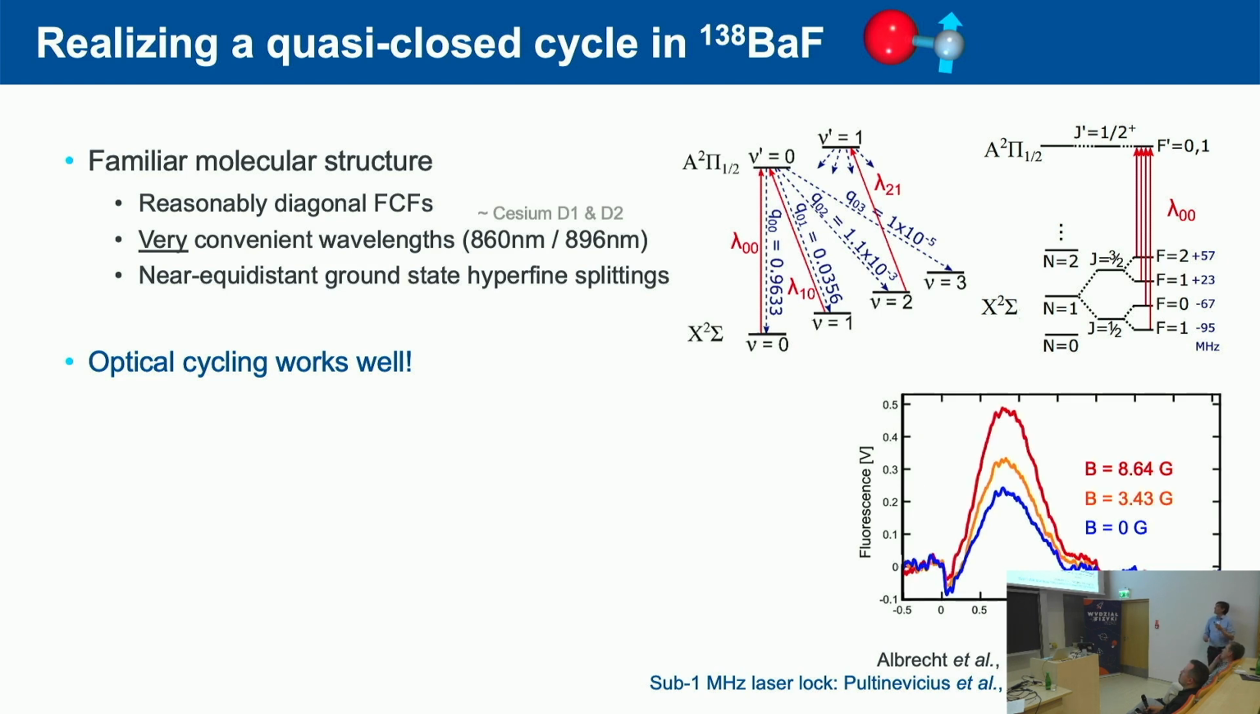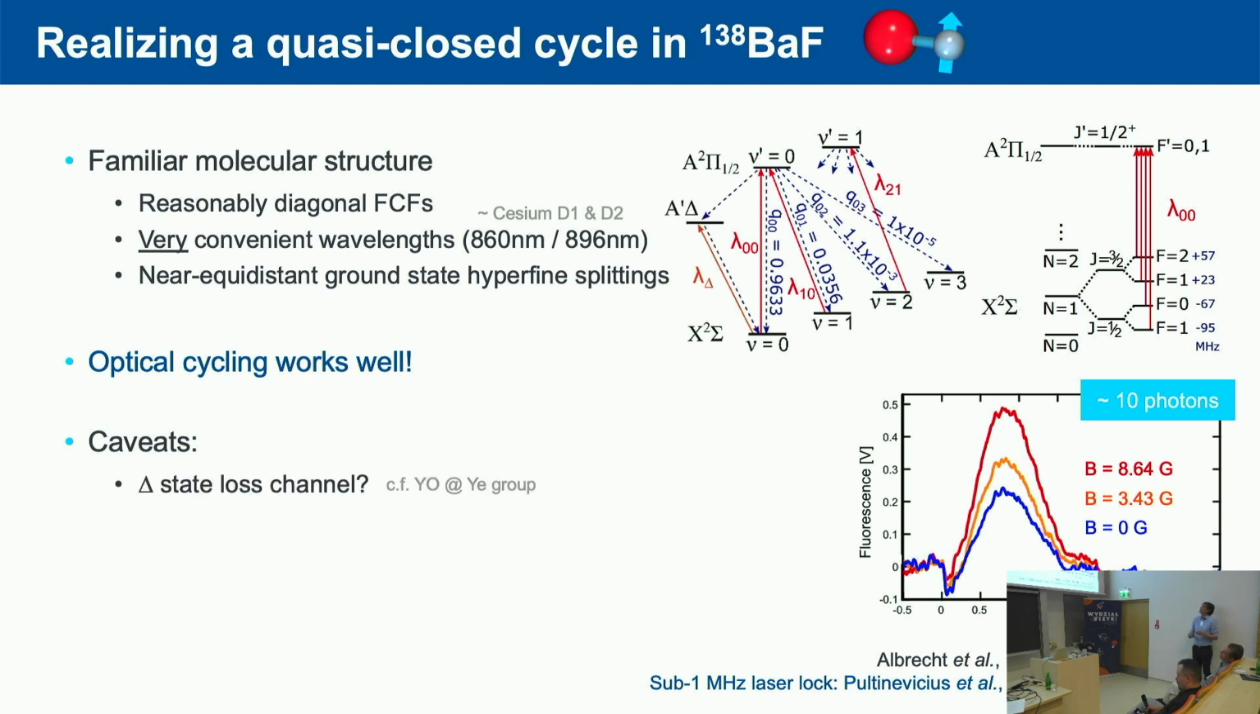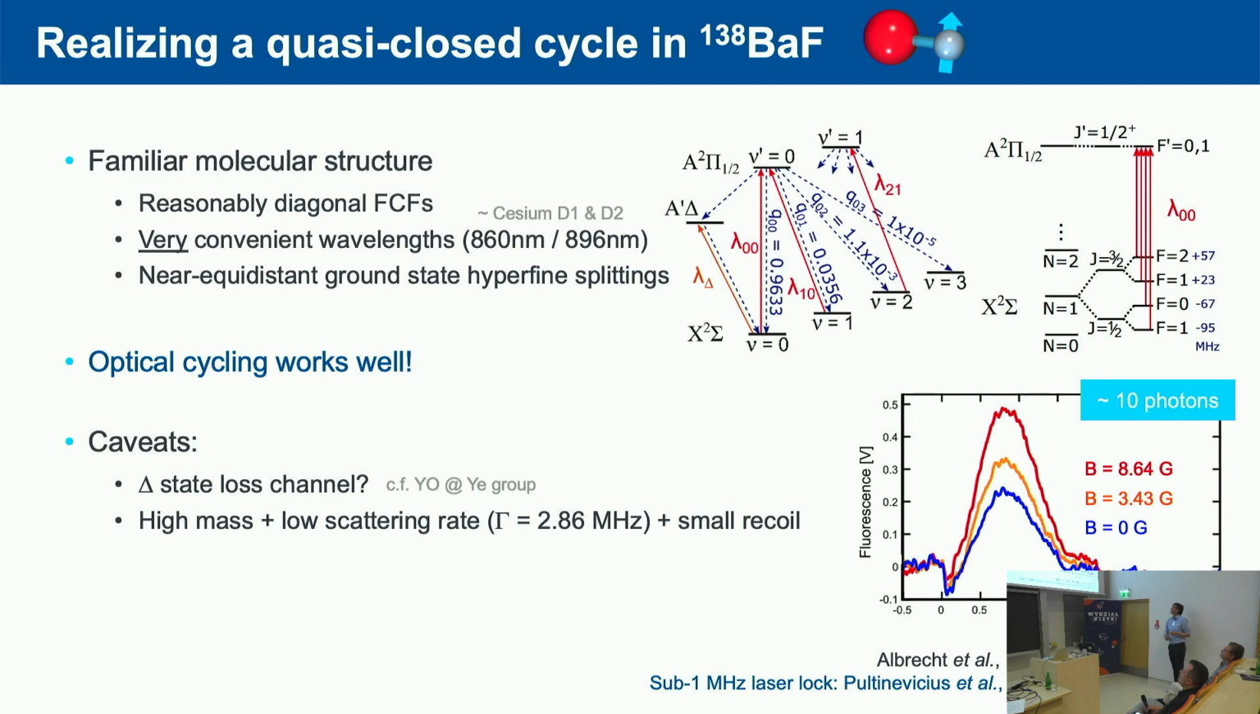And you see this is the fluorescence of our beam. As we turn on a magnetic field and remix dark states, fluorescence goes up. So cycling works. Here we're scattering about 10 photons. There's a few caveats though. In this species, I have not told you that there's also an intermediate electronic state here, just like in YbF, which was a big problem also for YO in John Doyle's group. Then we're still located in that bottom left corner of the plot on the slide before. And so there's very small recoil, a high mass, and a low scattering rate in this molecule, unfortunately.